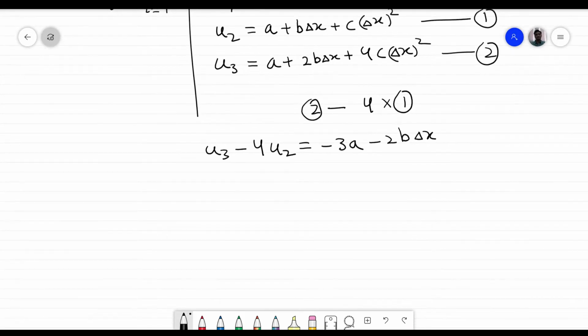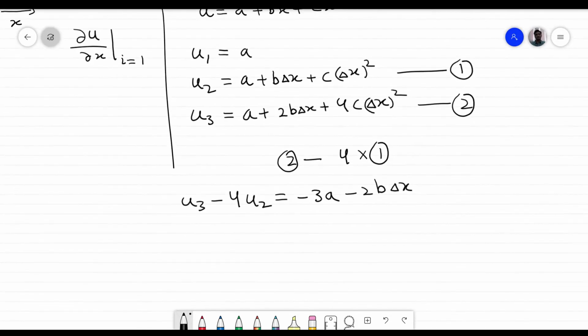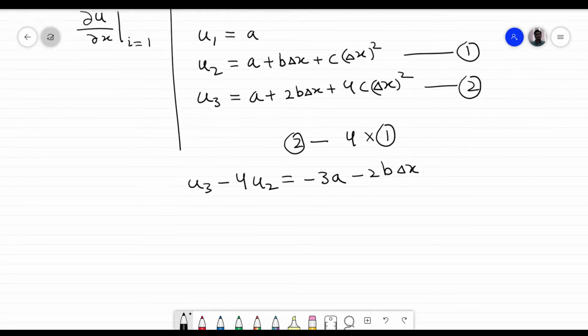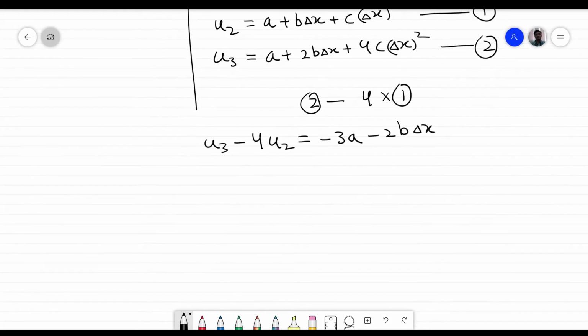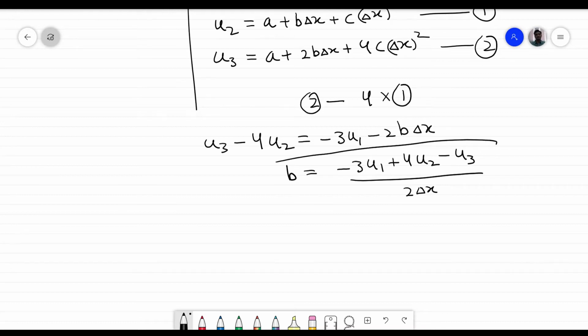Now you can calculate b from here. We already know what is a. A is u1, the value of u at grid point 1. So we can replace that here. Instead of a, we can write u1 and then we'll get b. B is minus 3u1 plus 4u2 minus u3 by 2 delta x.